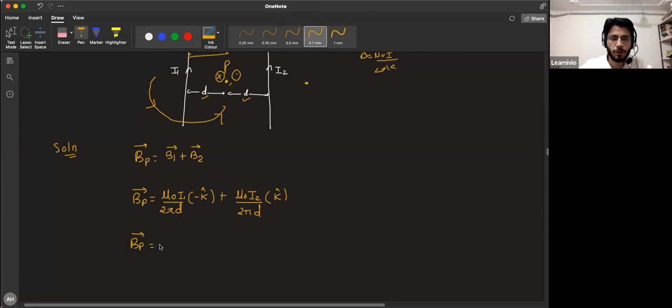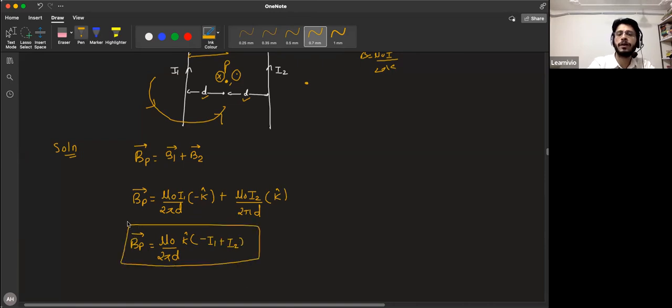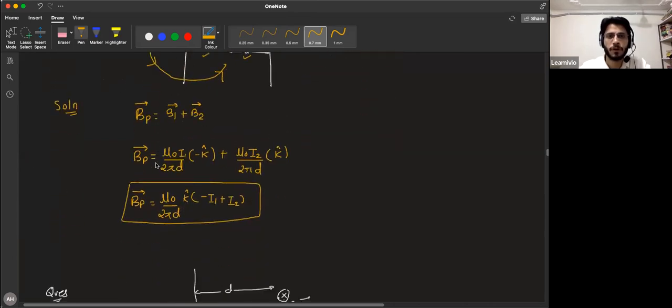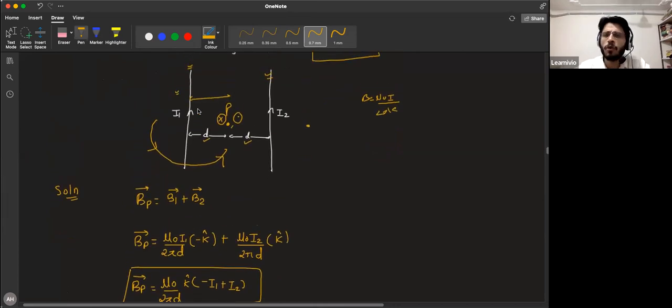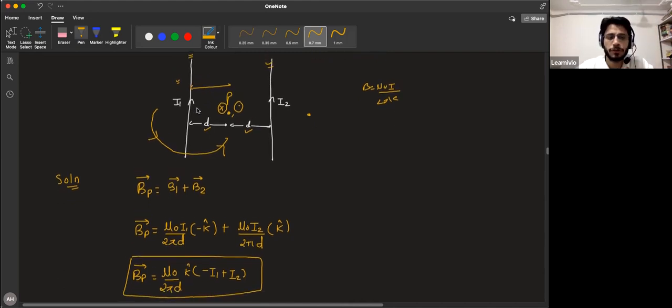Next, what we can do is take mu naught by 2 pi d k cap as common, and you are left with minus I1 plus I2. This is the magnetic field at point P: mu naught by 2 pi d k cap into minus I1 plus I2. Instead of 2 conductors, you can have more conductors also. You can have 3, 4 conductors. Then you calculate magnetic field due to individual conductors, and then you add them up. Note it down, please.